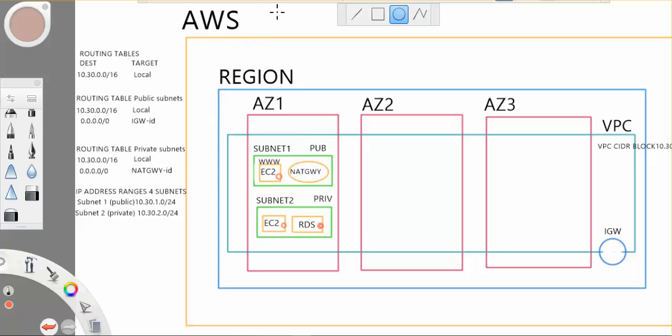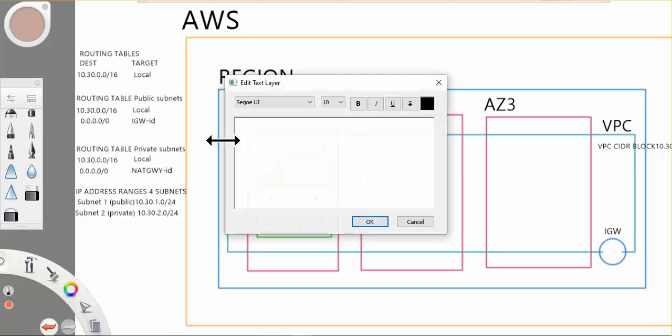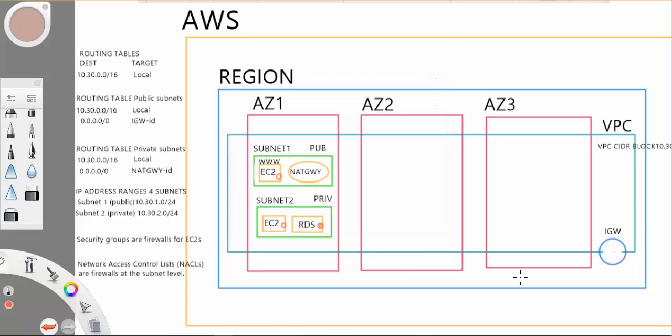So the next thing that I needed to include here was that security groups are firewalls that protect your EC2 instances. And network access control lists, we haven't seen this topic yet, they are firewalls at the subnet level.